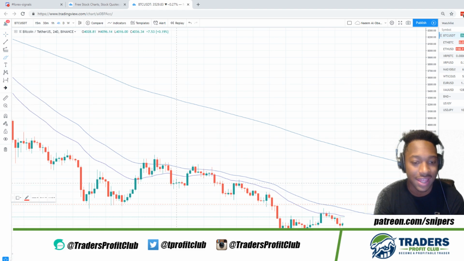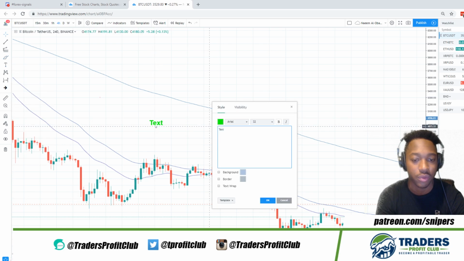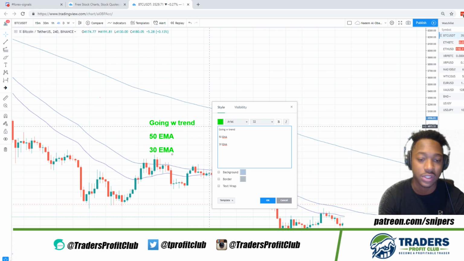You can see that this area is basically, I have 2 areas to enter the trade. I use the 50 and the 30 moving average to show you the entry levels. So the 30 moving average is essentially one area, and then the 50 moving average is another one. First off, you're going with trend on this strategy. Secondly, I use the 50 EMA and then the 30 EMA, and these are my entry points.